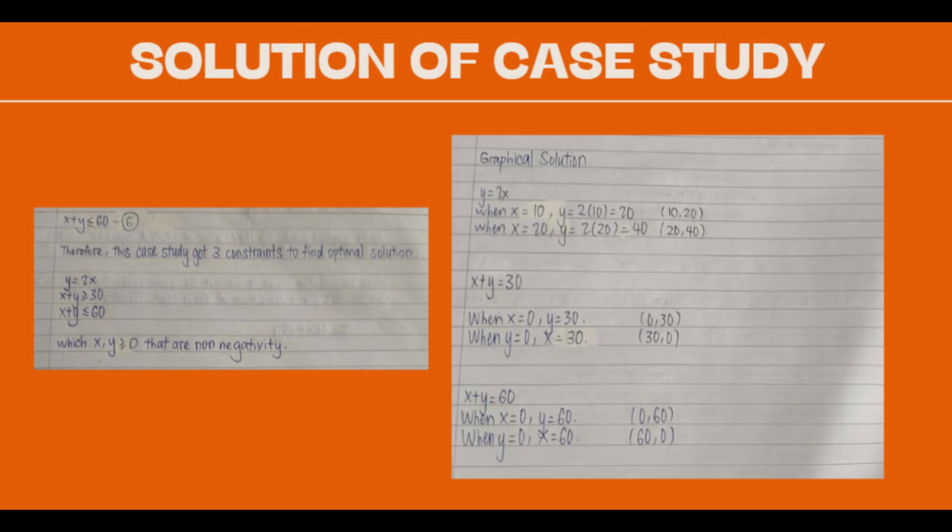While for s plus y is equal to 30, when s is equal to 0, y is definitely 30. When y is equal to 0, s is equal to 30 for this linear constraint. Lastly, for the last constraint, s plus y is equal to 60, when s is equal to 0, definitely y must be 60. When y is equal to 0, s is equal to 60.